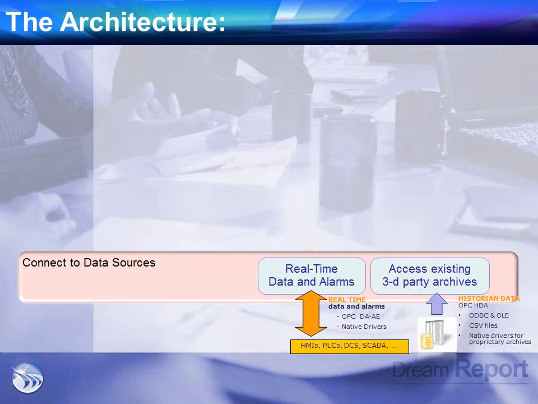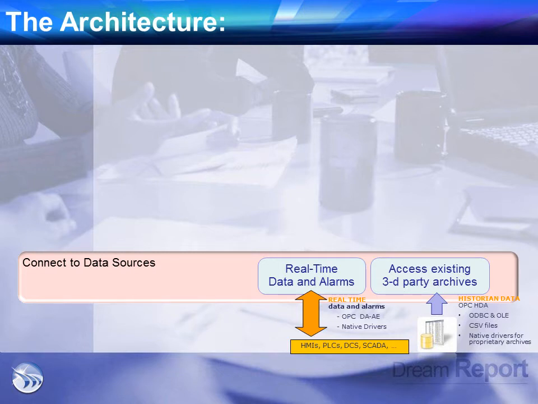Communication to real-time sources can be done either using open protocols like OPC or Modbus or SNMP, as well as using a wide list of native communication protocols. Dream Report can also access proprietary archives.